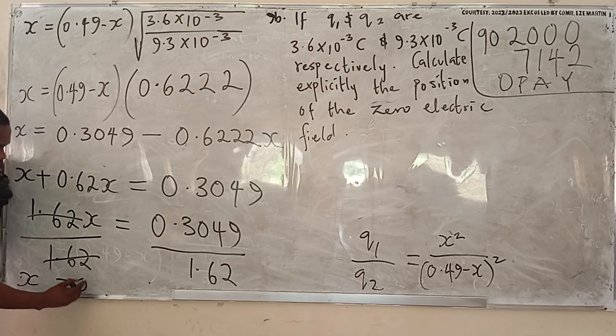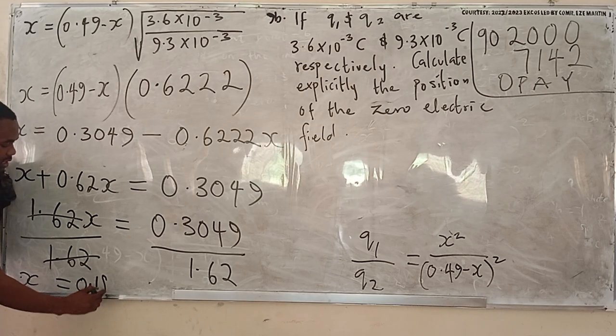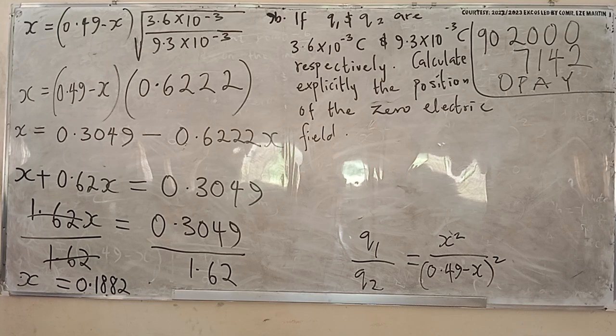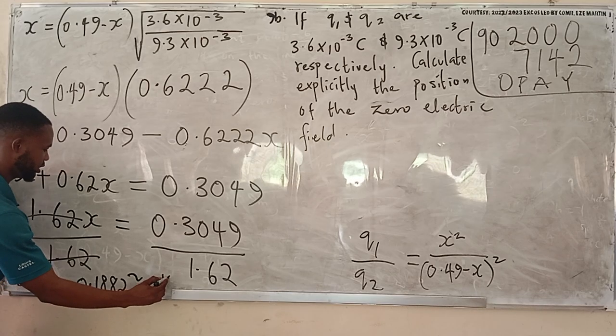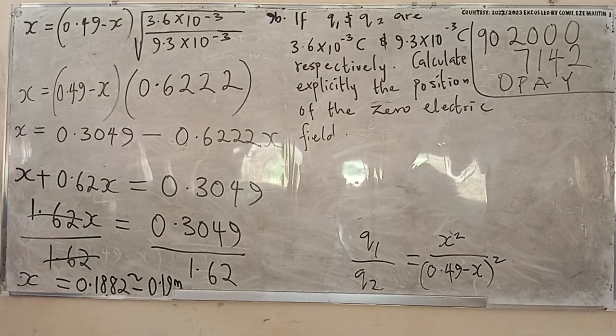0.187. Somebody is getting 0.179. Well, which one is correct? Please be sure. So that means this is approximately 0.19 meter. So that is my position of x.